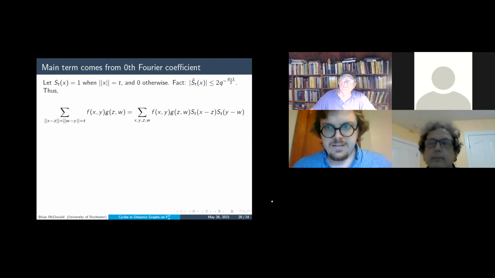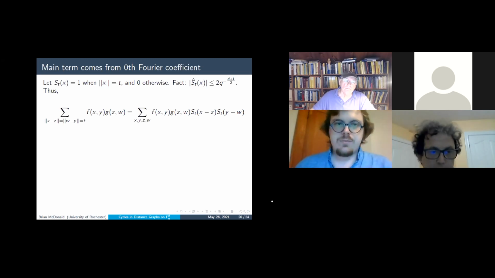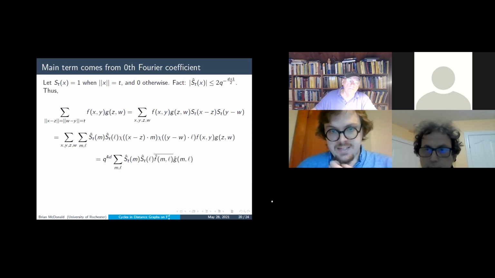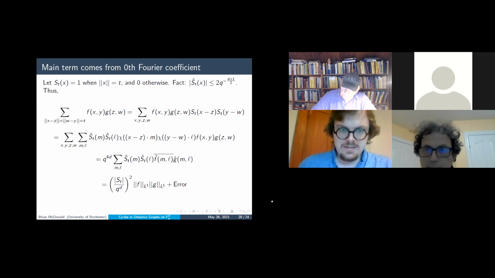And so, right, if we write the sum this way, and then we use Fourier inversion on S_T, and then we use the definition of the Fourier transform of f and g along with some algebraic manipulation, we get this.